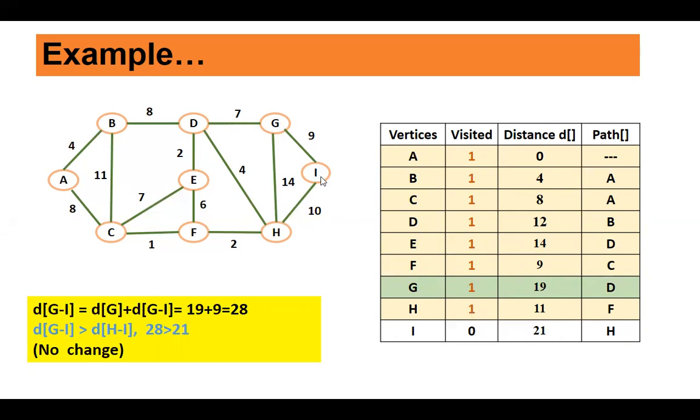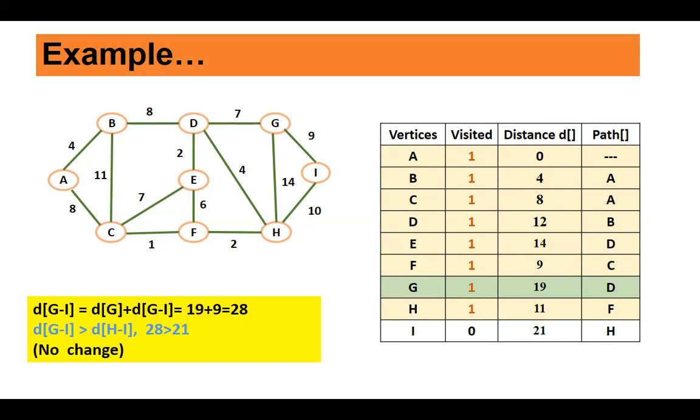So from G to I, calculate the distance: distance of G plus distance from G to I. What is distance of G? Distance of G is 19, right? And distance from G to I is 9. So 19 plus 9, that is 28. What is the current distance of I? Current distance of I is 21, which is less than 28. So we will not make any change. It will remain as it is.